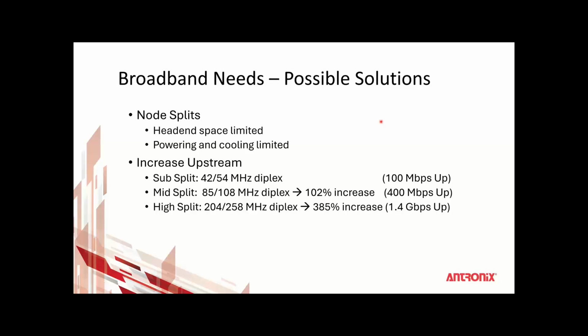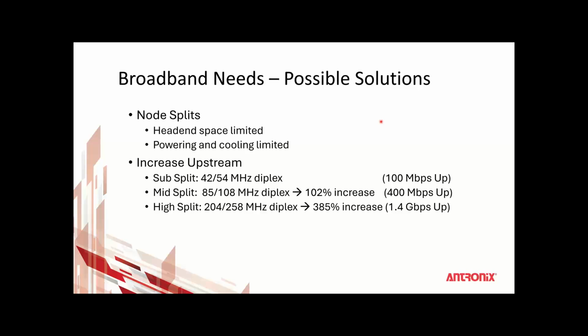And also, you can also increase the upstream. This is a popular method as people move from the 5 to 42 megahertz subsplit upstream. They're going to mid-split or high split. So you're increasing the upstream bandwidth. So you could have 102% increase as you go from the 42 megahertz upstream band to a mid-split band of 85 megahertz. As you increase further to 204, 5 megahertz to 204 megahertz high split, you have an upstream increase of 385% increase in bandwidth. So that's great.